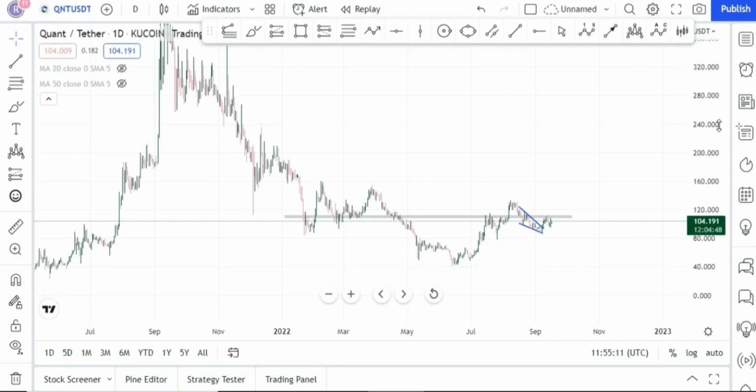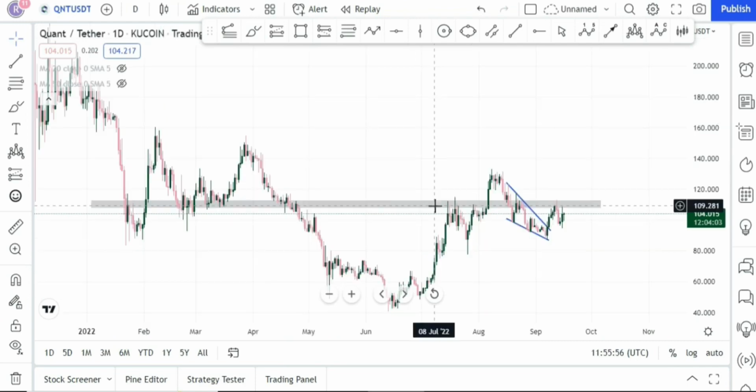So without me running my mouth too much, let me get into the real stuff. I already highlighted the first line of resistance that we have on the price chart on a daily time frame, which starts from the 108.5 thereabout up until the $112 region, somewhere there, right? So this is the major resistance.